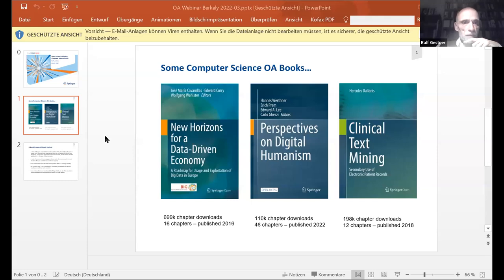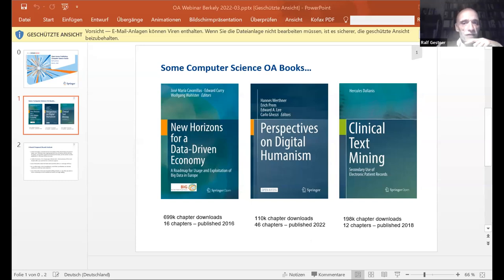Just checking that you get my screen. Let me quickly see where it is. This one over here. So you should see here 3 books that were published in computer science.